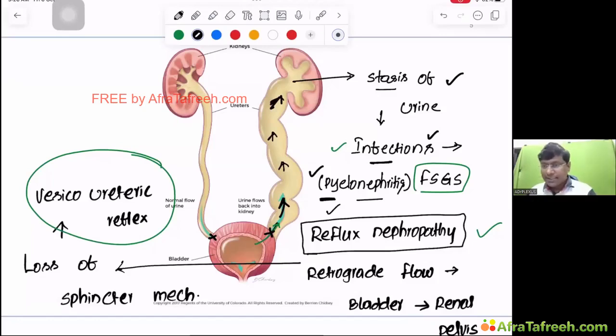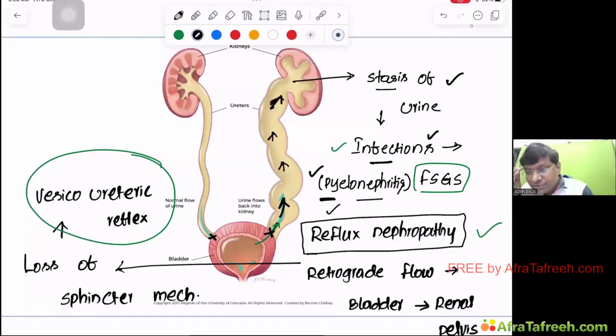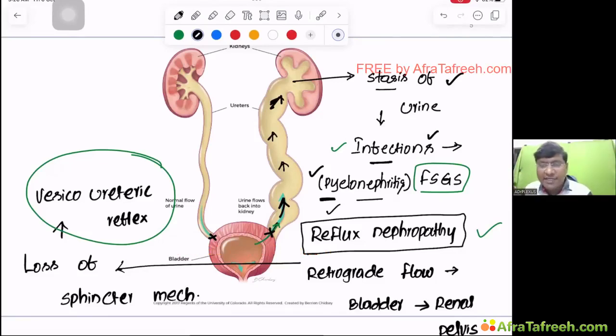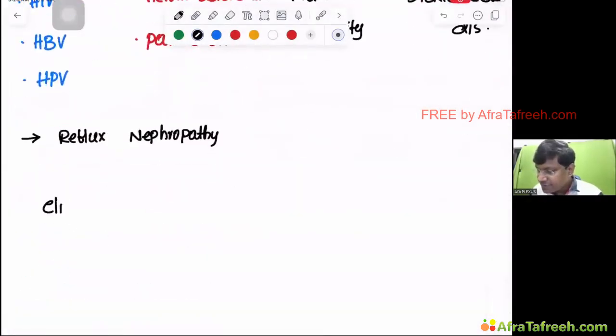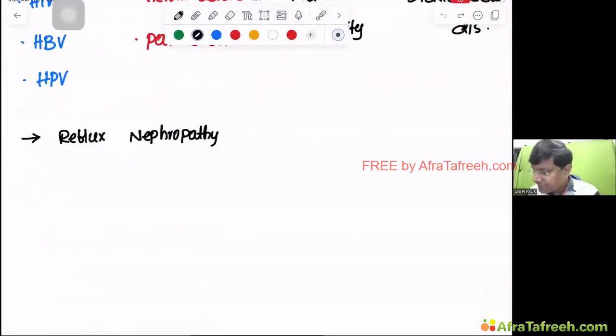Okay, good. Now, secondary FSGS is usually associated with, what is HUN? You mean to say hemolytic uremic syndrome? What do you mean by the word HUN, Jacob? Yes, secondary FSGS is usually associated with hydroureteronephrosis, which is nothing but enlargement of the kidney as well as enlargement of the ureters. That is correct.